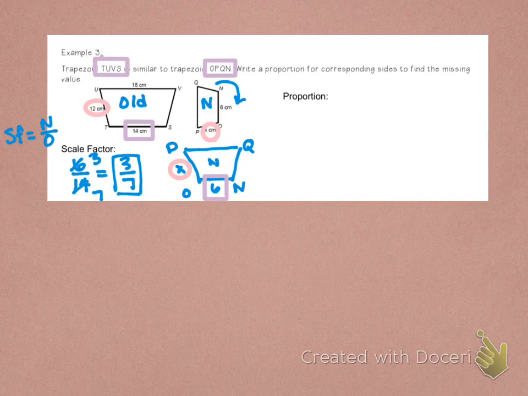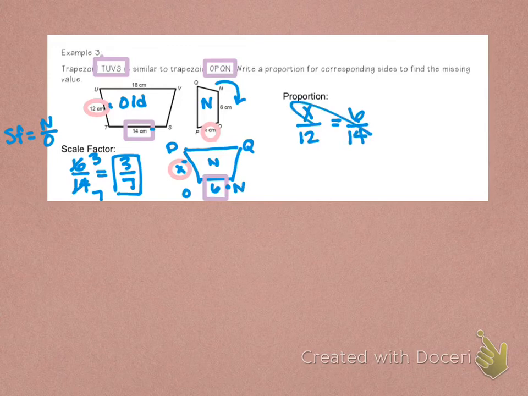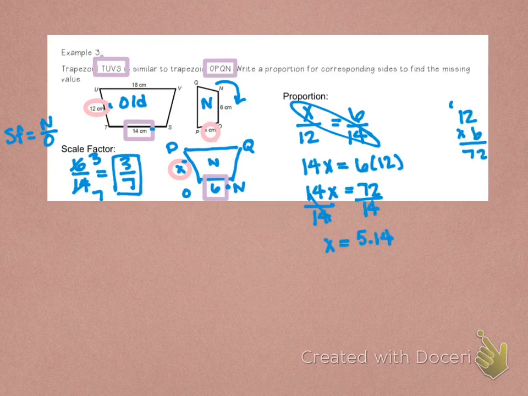Okay, so now I set up my proportions. I'm going to do my circles first. So my circle is x over 12 equals 6, because it comes from the same, over 14 right here. And then you cross multiply and divide. So press pause, finish this problem, and press play when you have finished. So you should have gotten that x is about 5.14 centimeters.